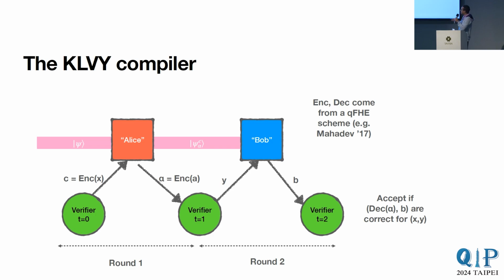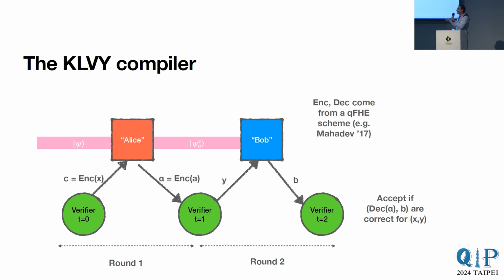The scheme is you have this single device, you ask it to pretend to be Alice first, but instead of giving it the challenge X, you give it an encryption of that challenge under a fully homomorphic encryption scheme, like the one from Mahadev that we saw a few slides ago. The point of fully homomorphic encryption is that you can execute any computation you want on X, you'll just get an encryption of the answer instead of the answer itself.